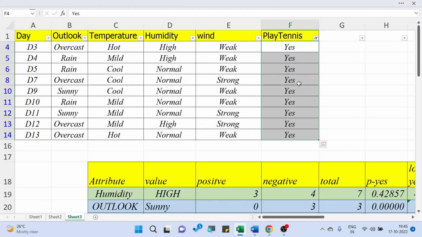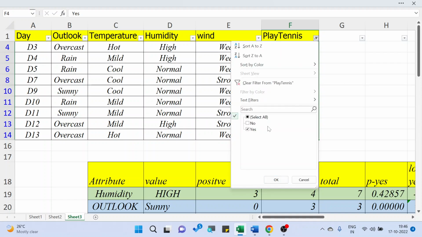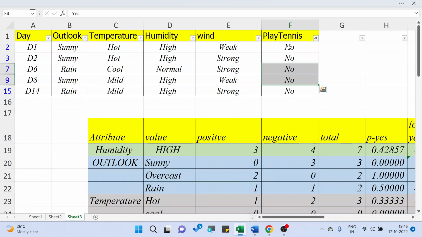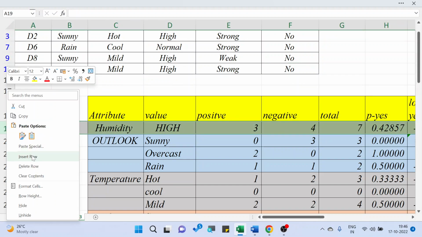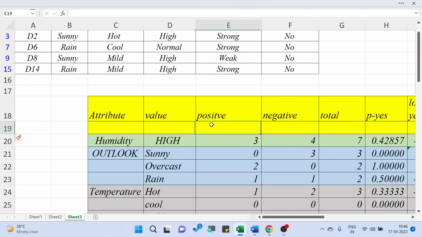1, 2, 3, 4, 5, 6, 7, 8, 9. I am using filters in Excel. So there are 9 positive examples out of 14, and obviously 5 will be negative. 1, 2, 3, 4, 5. So 9 positive examples and 5 negative examples. Now here I prepared a table to calculate the entropy.